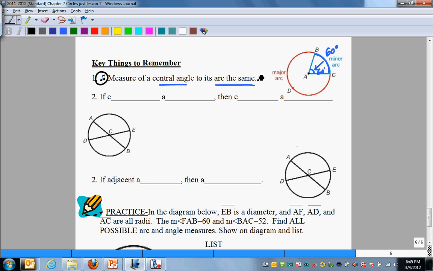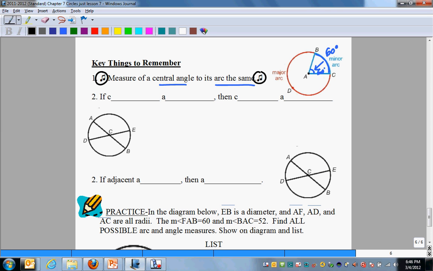This is the beginning of a song that you're going to be using to memorize in this chapter. It goes like this. Measure of a central angle to its arc the same. Please pause, take a moment, and sing with me. Measure of a central angle to its arc the same.